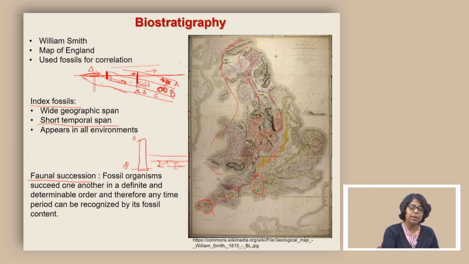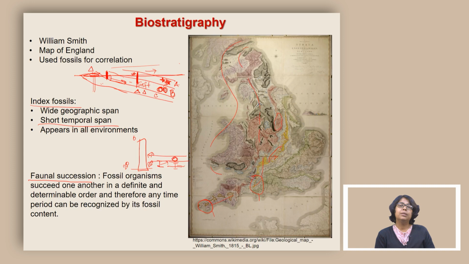But the example that I gave before, let us say there is a fossil which appears only between 200 million years ago and 150 million years ago. That means every time you are encountering this fossil, you are going to tell that it is showing a particular type of rock which formed between 200 million years ago and 150 million years ago.